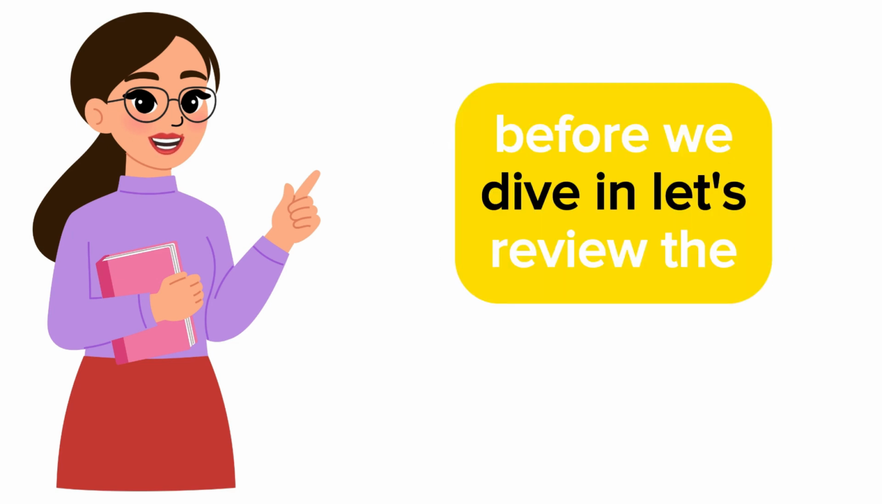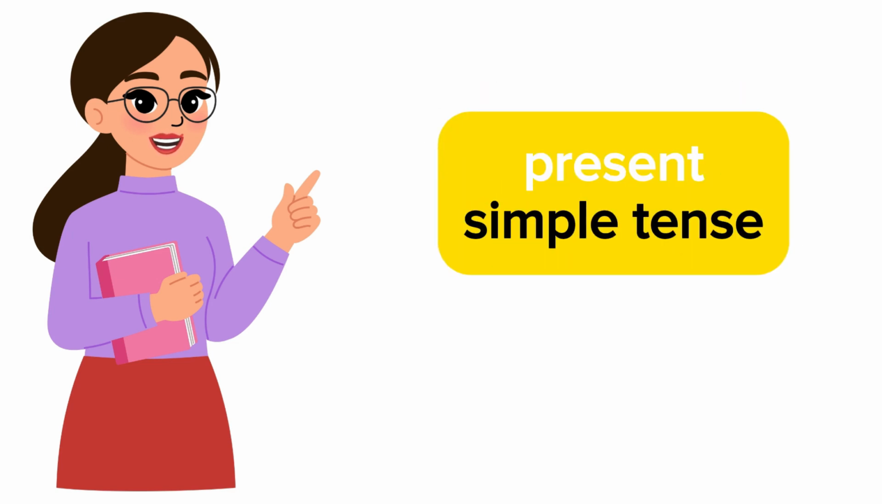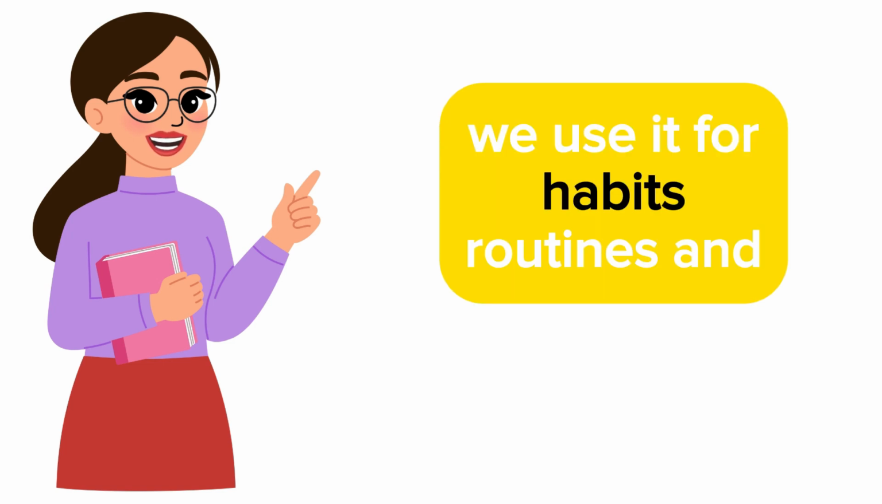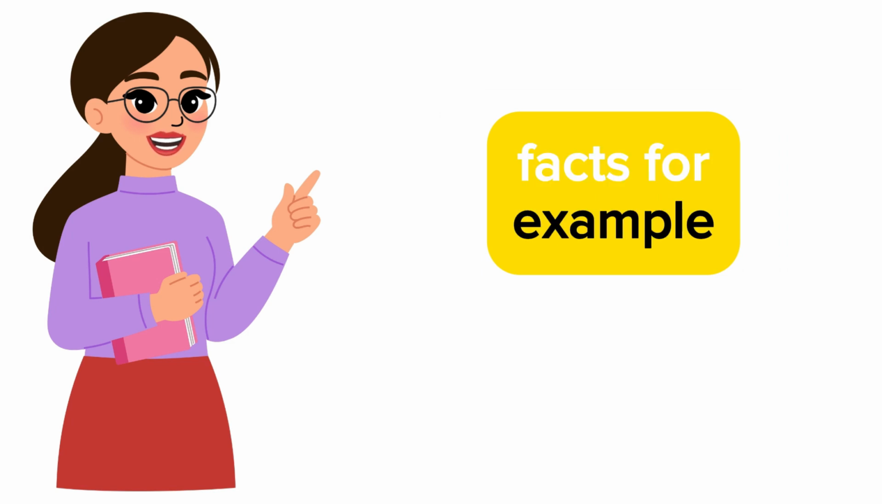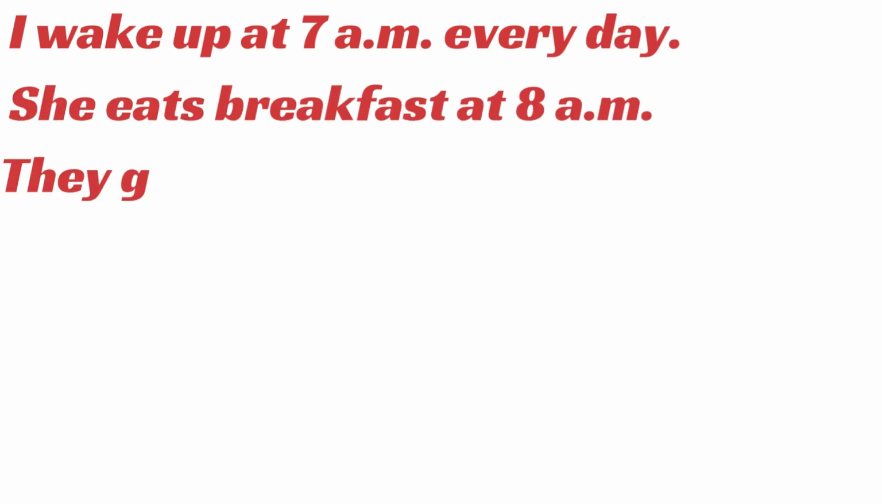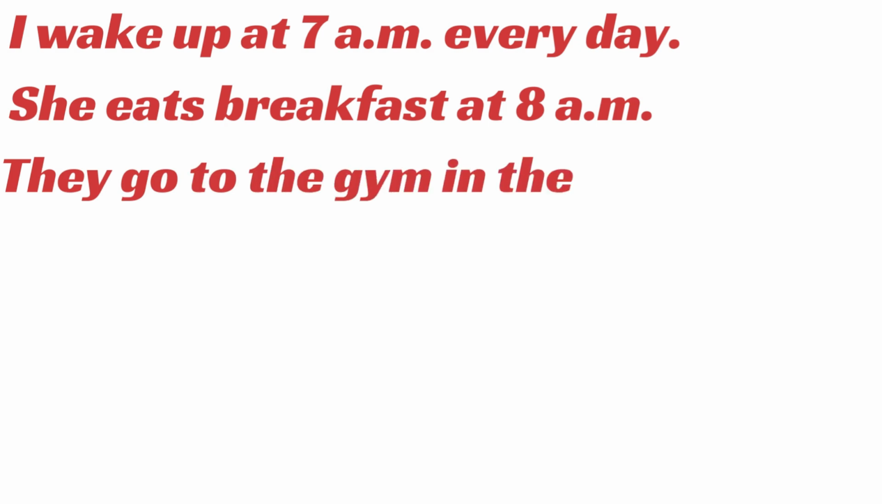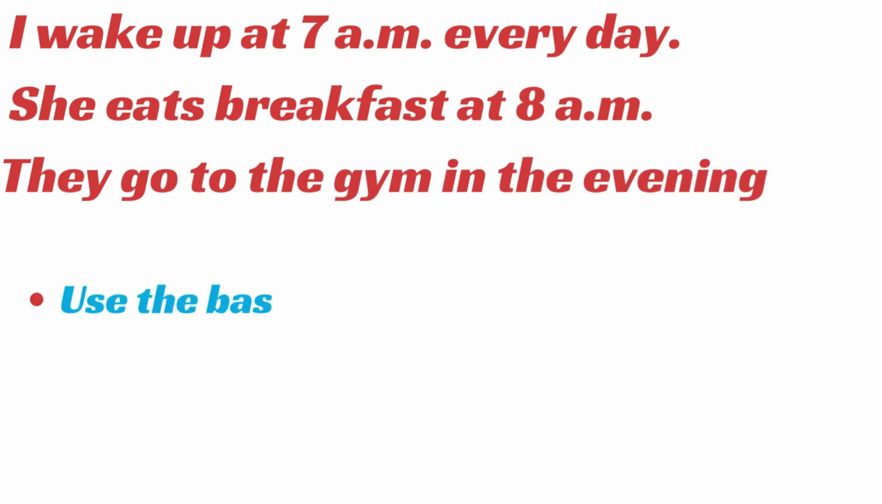Before we dive in, let's review the present simple tense. We use it for habits, routines, and facts. For example, I wake up at 7 a.m. every day. She eats breakfast at 8 a.m. They go to the gym in the evening.